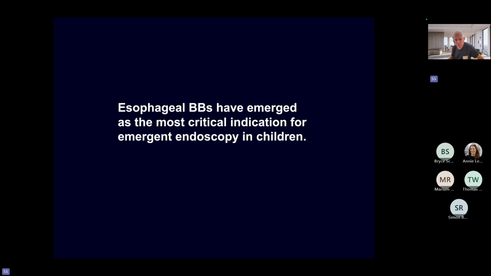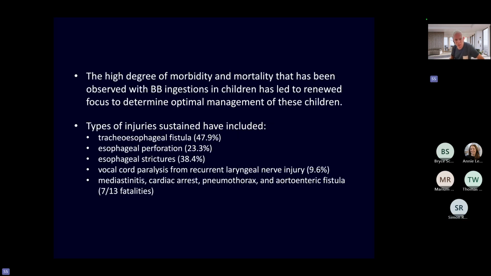All right. So esophageal button batteries have emerged as the most critical indication for emergent endoscopy in children. The high degree of morbidity and mortality that has been observed with them has led to renewed focus to determine the optimal management of these children. And the types of injuries: tracheoesophageal fistula, esophageal perforation, strictures, vocal cord paralysis from recurrent laryngeal nerve injury, mediastinitis, cardiac arrest, pneumothorax, and aortoenteric fistula. And 7 out of 13 fatalities followed that last set of complications.